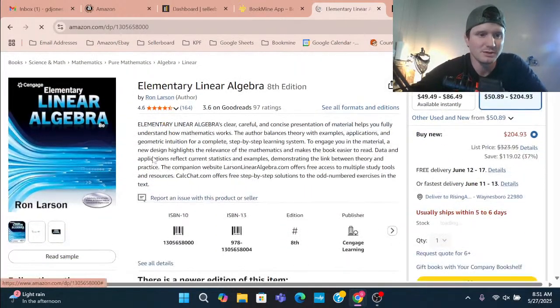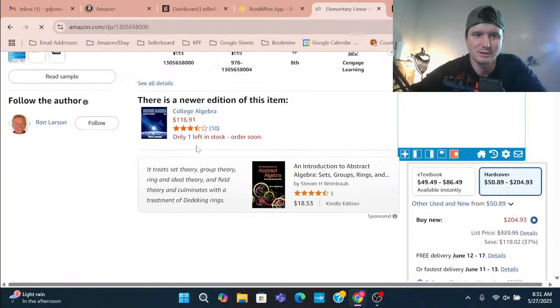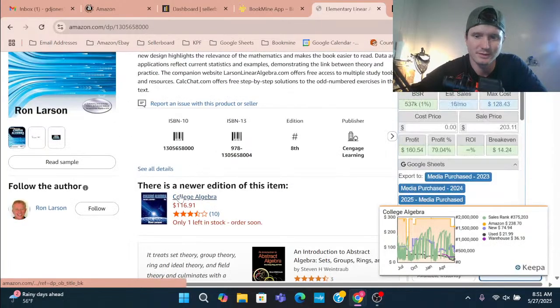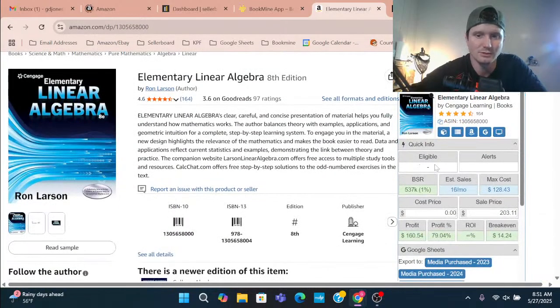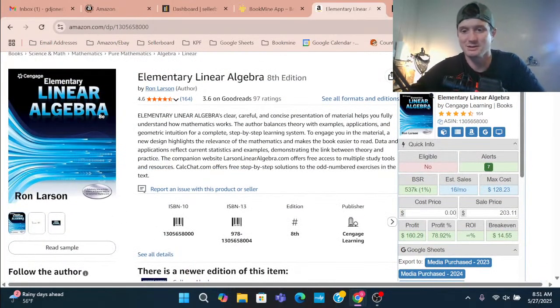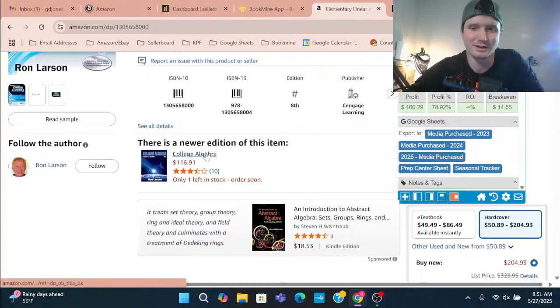This looks like it might be a seasonal book. There is a newer edition. Need to be aware of that. The newer edition looks like it's been out for a minute. Are we eligible? Numero uno. No, we are not eligible. See right there. So right now, I'm not even going to go any further because I see I'm not eligible. There's no reason to even try to figure out if I can sell this.